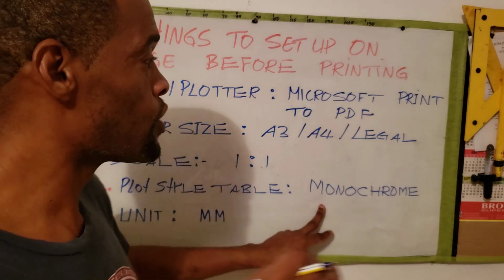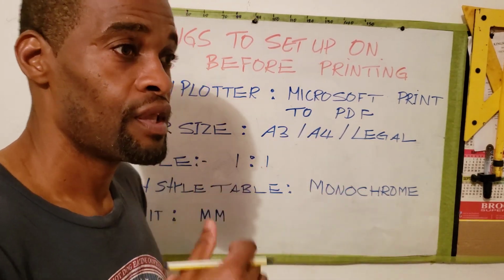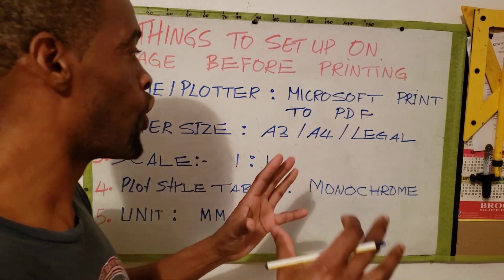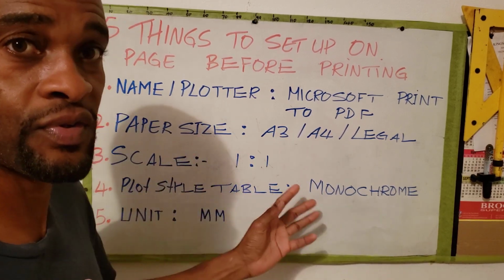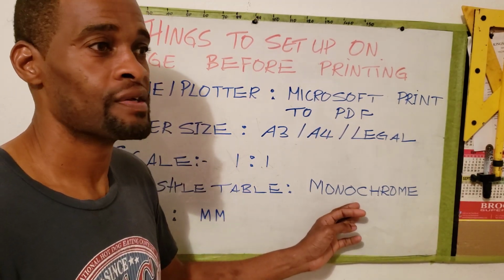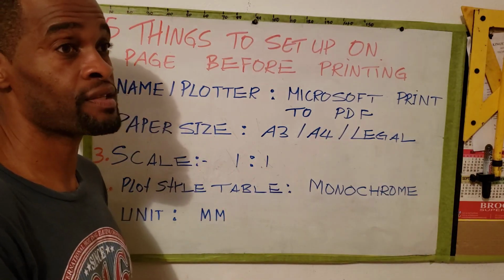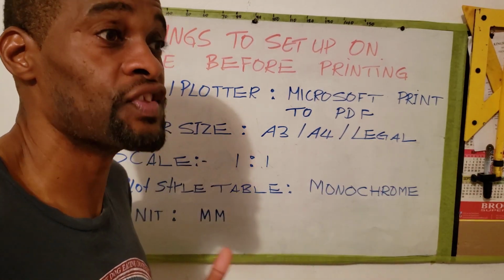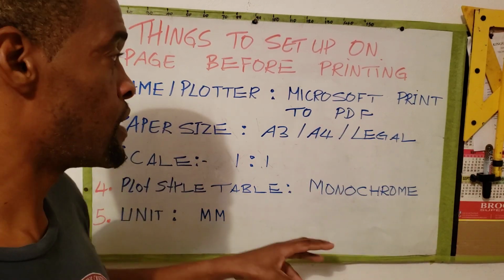The plot style table will determine if you print the drawing using color. If you choose none, which is the default setting, the drawing will come out in color. So you will be able to see all the different layers that you use for the drawing. And this is useful for CSEC, for your SBA, because the moderator would want to see that you're using the different types of layers, and in some cases your teacher. All right, so none would be good.